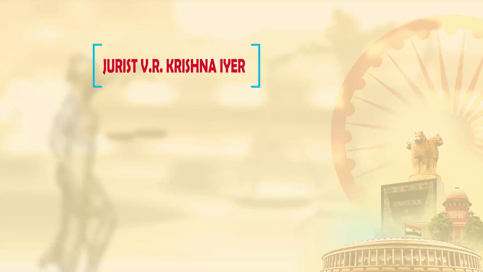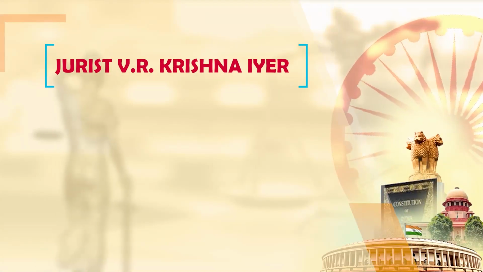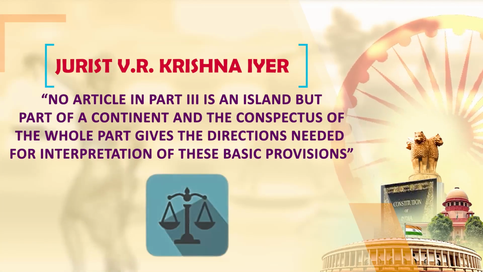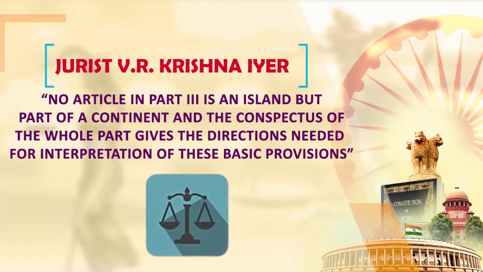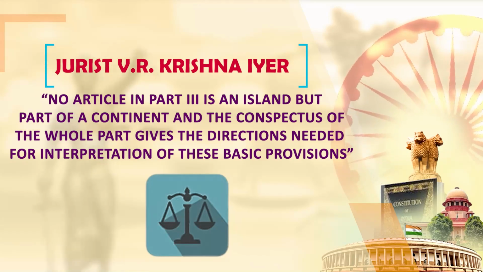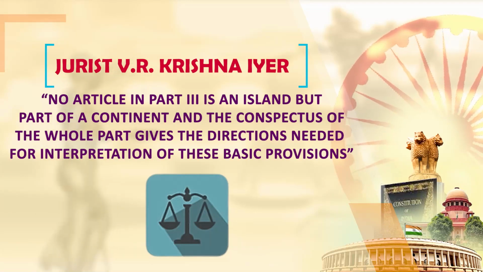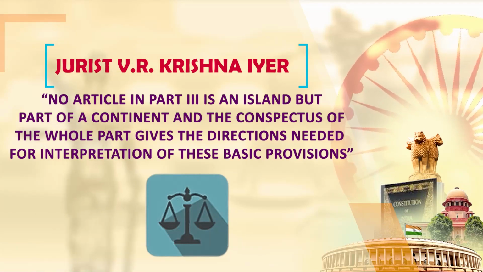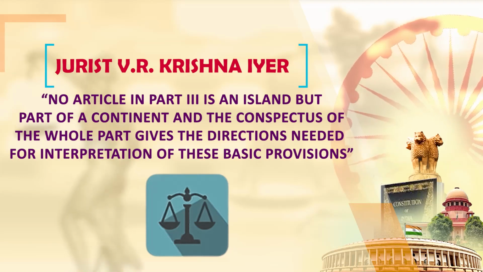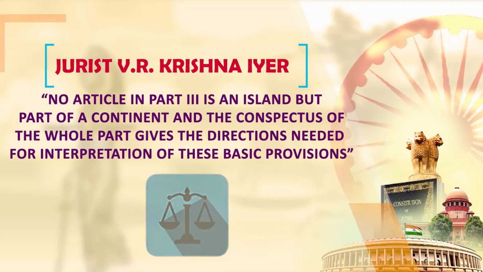In the language, very brilliantly, the noted jurist Justice V.R. Krishna Iyer has explained this. He says that no article in Part 3 is an island, but part of a continent, and the conspectus of the whole part gives the directions for construing or interpreting or finding out the periphery or horizon of a particular fundamental right. So, all fundamental rights are interconnected. Each administrative decision, each enacted piece of legislation has to satisfy the requirements of all the fundamental rights because all are interrelated.